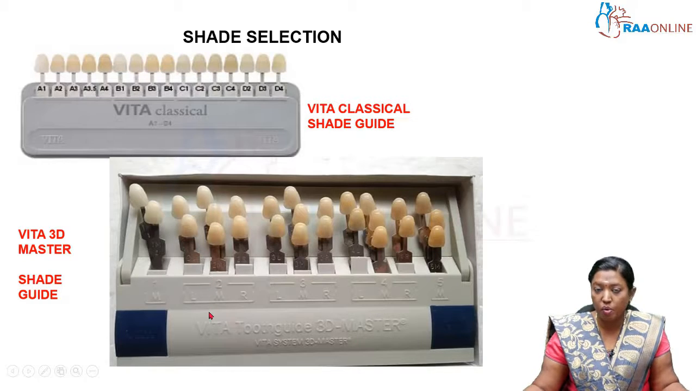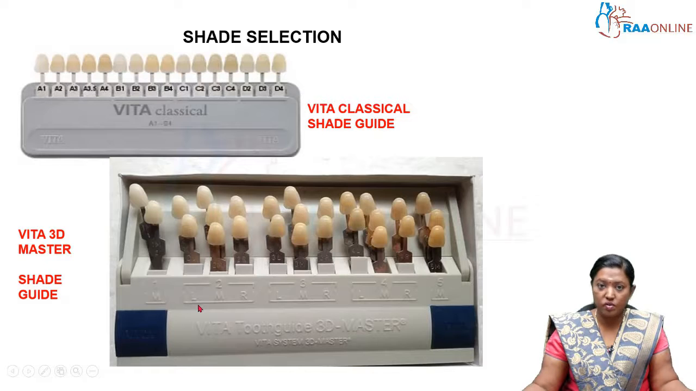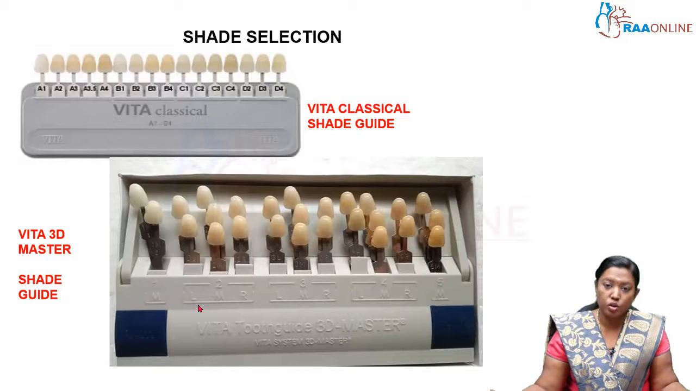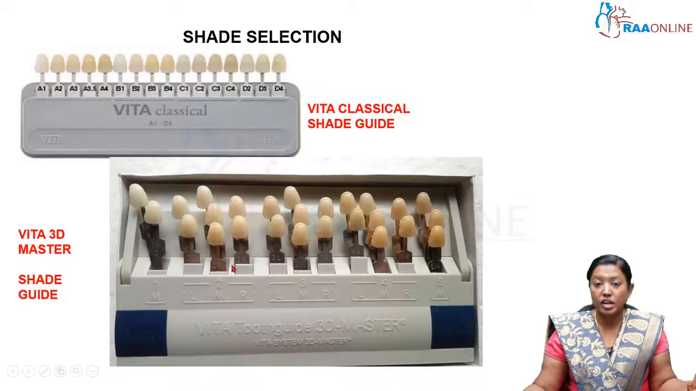Now, this is the Vita 3D Master, in which the shade tabs are arranged according to hue, value and chroma. So, what is hue, what is value, what is chroma? Hue is the particular color of the object, in the sense the particular color of the tooth, whereas chroma is the degree of saturation of a particular hue, how pale or how dark the shade is. Then coming to value, value is the degree of lightness or darkness of a particular color.